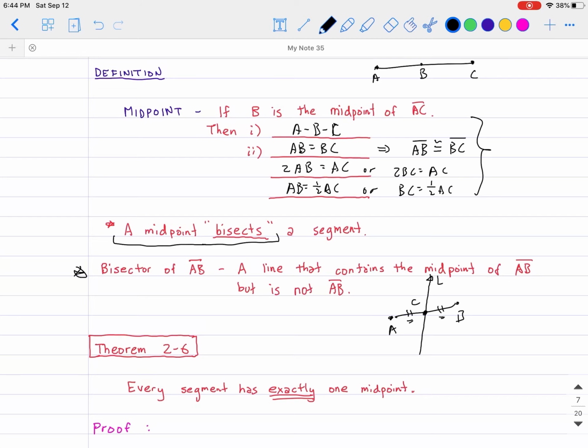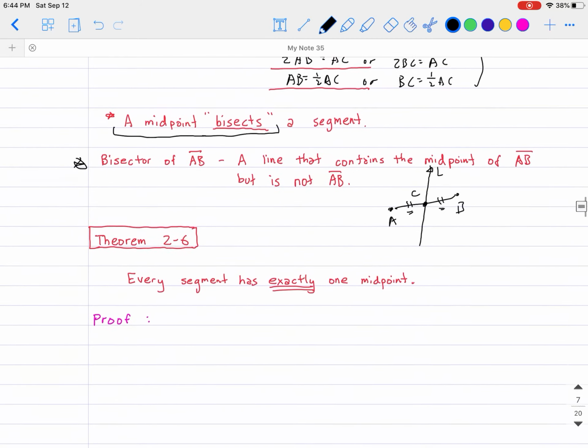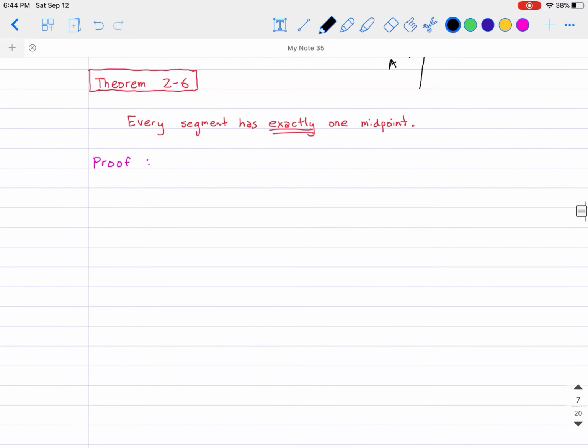So here you can see that this line, we'll go ahead and call line L, is going to bisect AB because it contains C over here, which is the midpoint. All right, so here's the very last theorem of this one then. Every segment has exactly one midpoint.